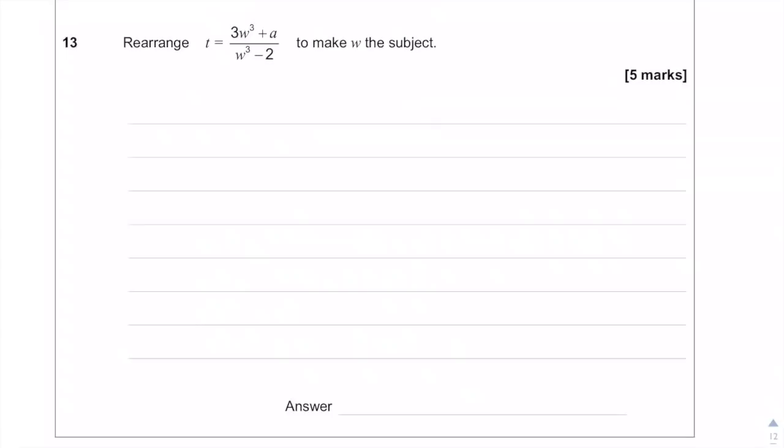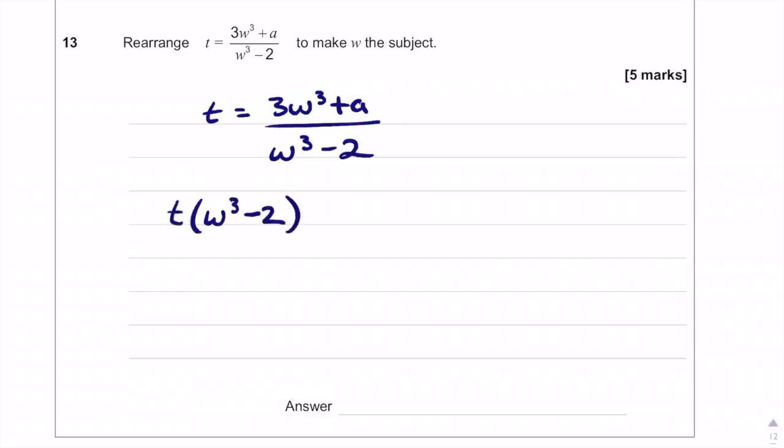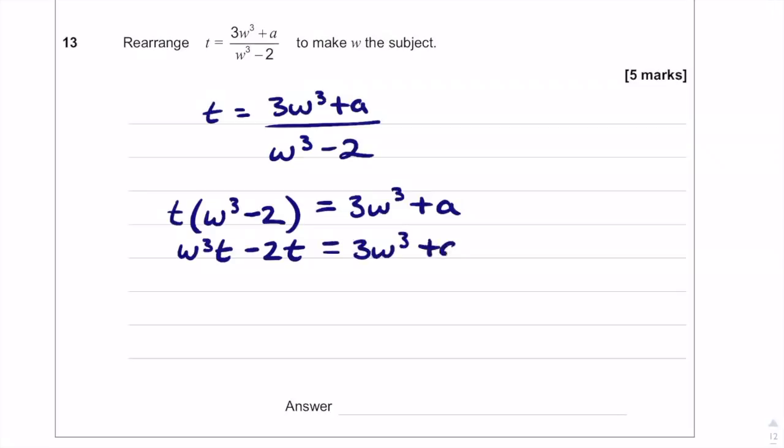Question 13. Rearrange t equals (3w cubed plus a) all over (w cubed minus 2) to make w the subject. Okay, so I'm going to rewrite that down here. What we need to do first is multiply both sides of the equation by w cubed minus 2. So that's going to be t all multiplied by (w cubed minus 2) is equal to 3w cubed plus a. Now, if we expand this bracket on the left-hand side, we're going to get w cubed t minus 2t is equal to 3w cubed plus a.